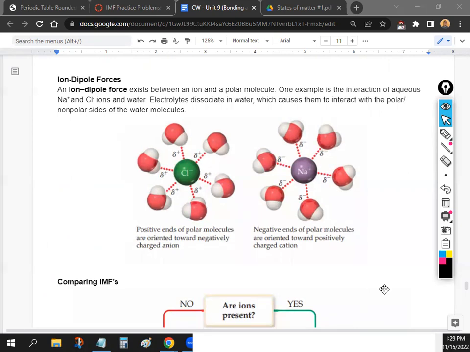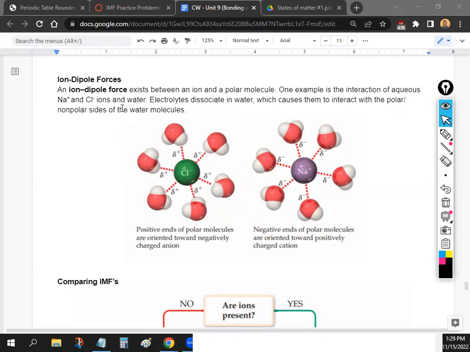Ion-dipole is exactly what it sounds like. It's where you have an ion, a positively or negatively charged particle, and it has an intermolecular force with a dipole. For example, with water, salt water is the easiest one to think about. When you put a piece of salt in water, it breaks apart into a sodium ion and a chloride ion. These are positive and negative. It's not partial, it just is positive and negative.